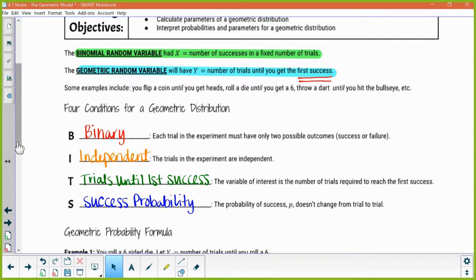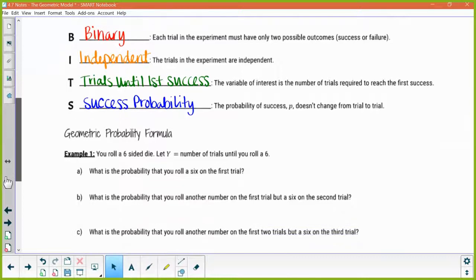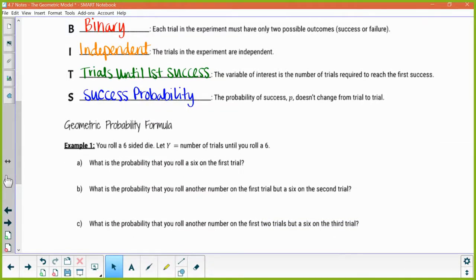Now, for the formula, we're going to build it up based on an example, and then we'll give it to you formally. We have a 6-sided die. We're going to let y be the number of trials until you roll a 6. So what is the probability that you roll a 6 on the first trial? Well, I know it's 6-sided. I'm going to assume 1, 2, 3, 4, 5, 6. So that probability is just going to be 1 over 6.